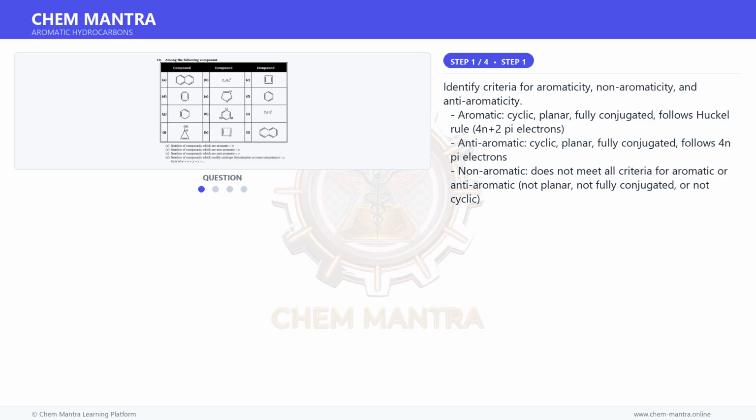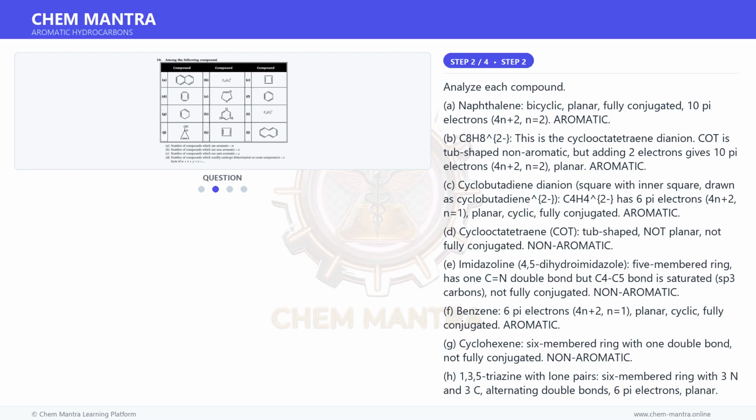Identify criteria for aromaticity, non-aromaticity, and anti-aromaticity. Aromatic: cyclic, planar, fully conjugated, follows Huckel's rule, 4n plus 2 pi electrons. Anti-aromatic: cyclic, planar, fully conjugated, follows 4n pi electrons. Non-aromatic: does not meet all criteria for aromatic or anti-aromatic, not planar, not fully conjugated, or not cyclic. Moving on to the next step.